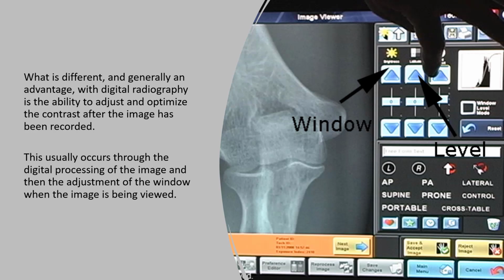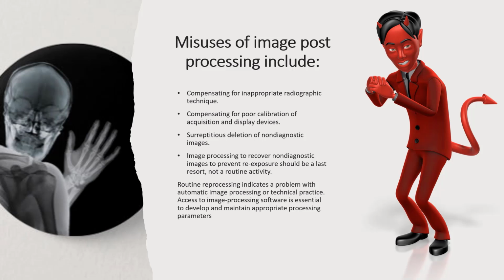What is different and generally an advantage with digital radiography is the ability to adjust and optimize the contrast after the image has been recorded. To do this, we window and level both the contrast and brightness while the imaging is being viewed. Our goal is to optimize the image, not to correct mistakes when an image should be repeated.